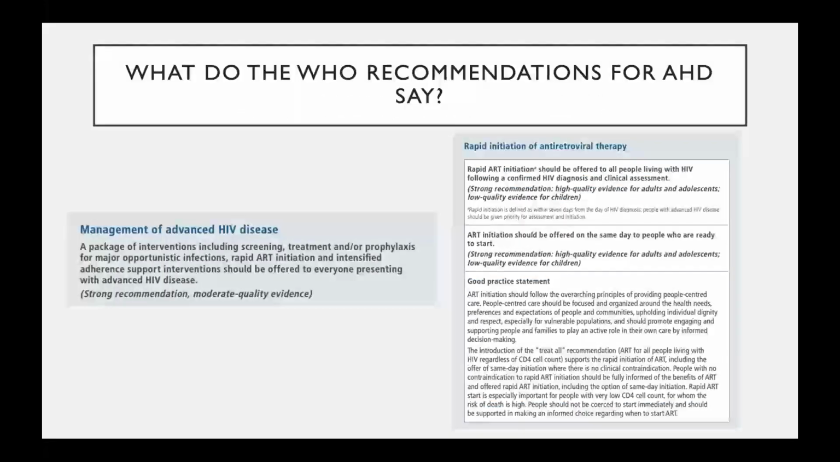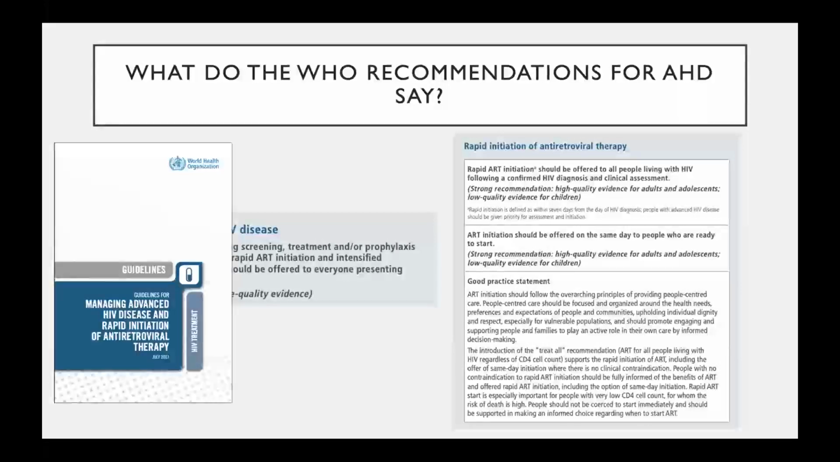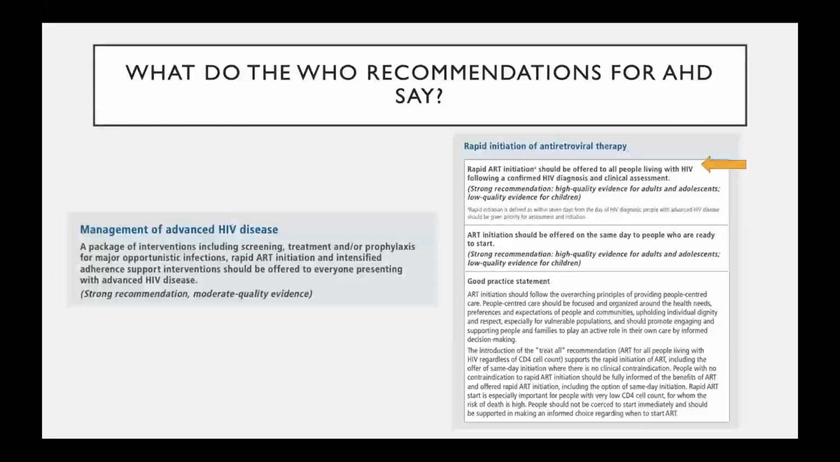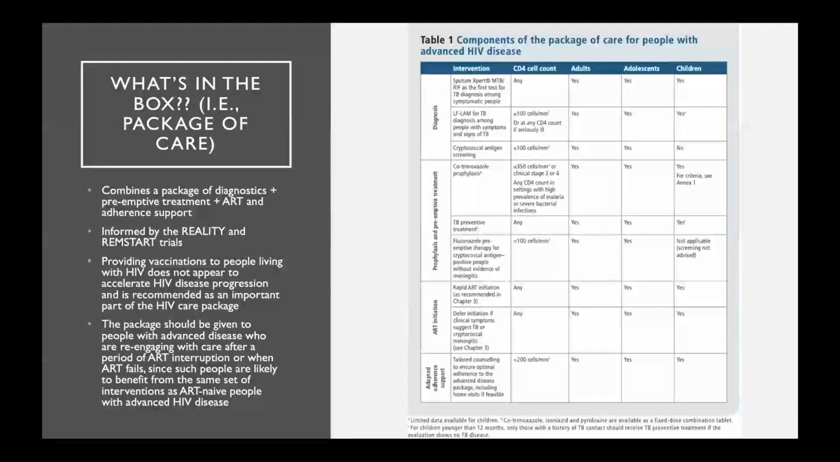Coming to advanced HIV disease, we recommend a package of interventions, which includes screening, treatment and/or prophylaxis for major opportunistic infections, rapid ART initiation, and intensified adherence support, and it should be offered to everyone presenting with advanced HIV disease. I think it's also very strongly supported by other recommendations, which offer same-day start and rapid initiation of ART for all people living with HIV. This is the document released in 2017. And of course, we have made some edits to the rapid initiation caveats, and this will be released later this month. And so what's in the box, really?